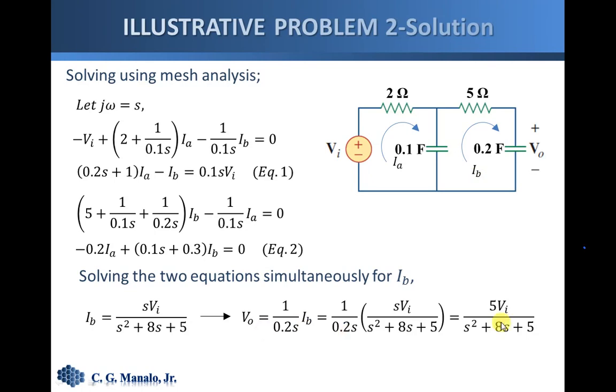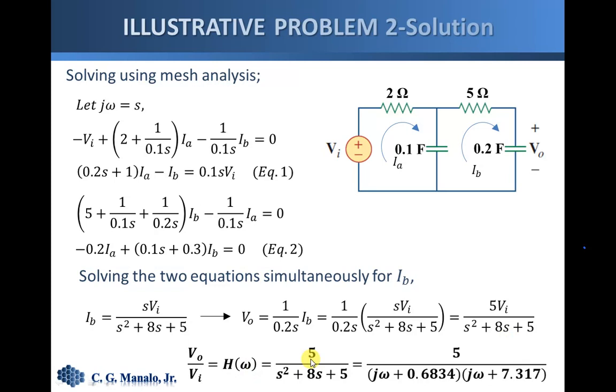From here, we can get the ratio V sub O over V sub I, which is our transfer function, and we'll actually get 5 over s squared plus 8s plus 5, which we can factor out as two factors and bring the value of s, which is j omega. So we'll get something like this.